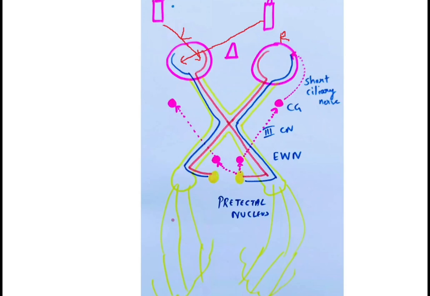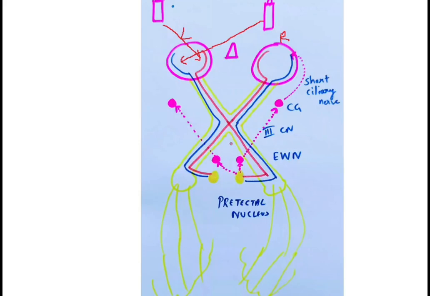So this is your visual pathway, which you can refer to in the other video section. But now what we are seeing is the pathway for the light reflex. Remember, the visual impulses, even before they reach the lateral geniculate body, go to a nucleus in the midbrain called the pretectal nucleus. It's a bilateral structure. This is the right one, this is the left pretectal nucleus.